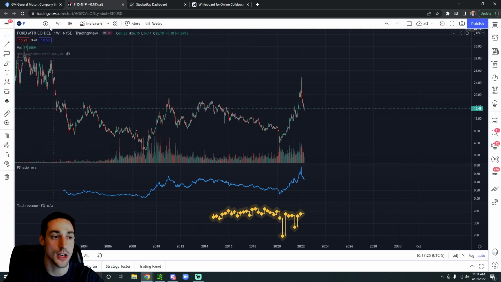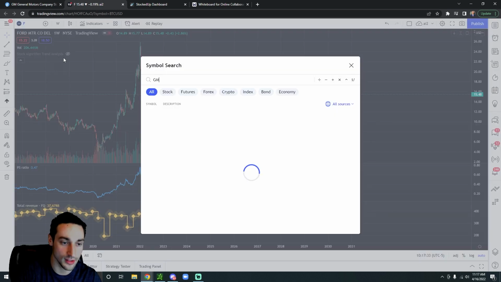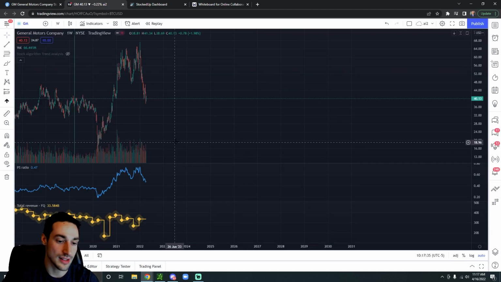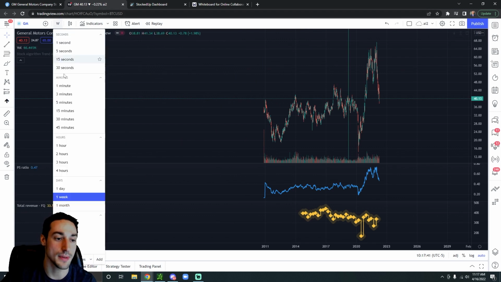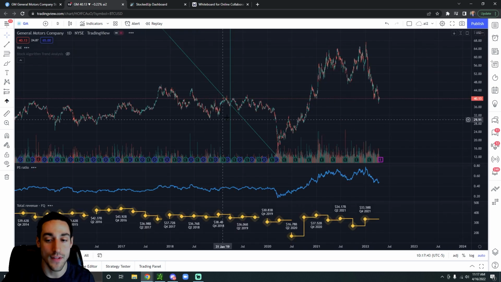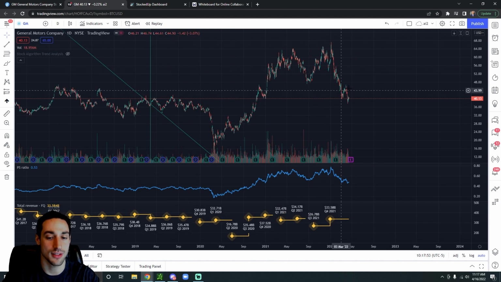So anyways, let's say we go from Ford to GM. Let's just do it over here. Ford's price to sales right now is around 0.45, 0.46. GM is basically the same thing. So by looking at this metric, you can see that relatively speaking right now, these companies are fairly valued based off of the price to sales metric, because historically they're not insanely high, and relatively speaking, they're basically the same.